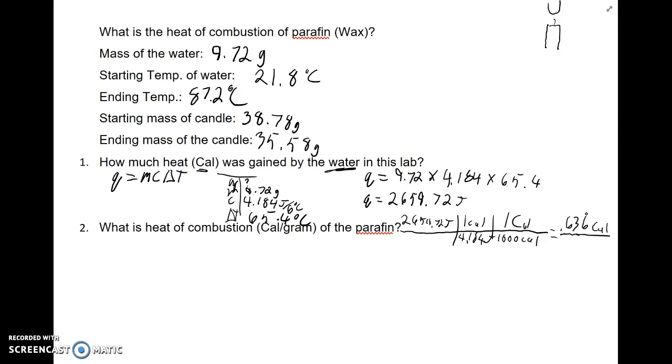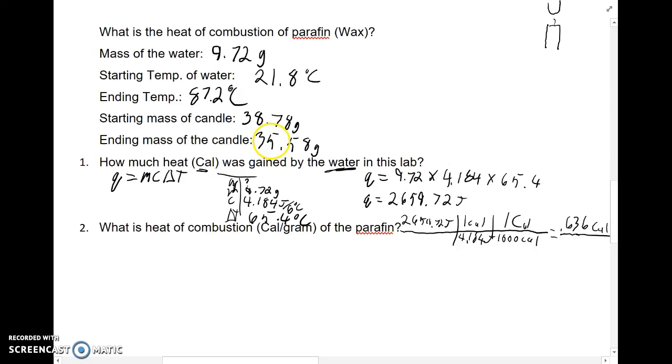So that's how many calories were transferred into my water. The next question, number 2, asks me to calculate the heat of combustion in calories per gram. I know this is the number of calories that I produced, but to get calories per gram, I have to divide that by the mass of the wax that was burned to produce it. That's where my starting mass and my ending mass of my candle come in. All I have to do is divide.